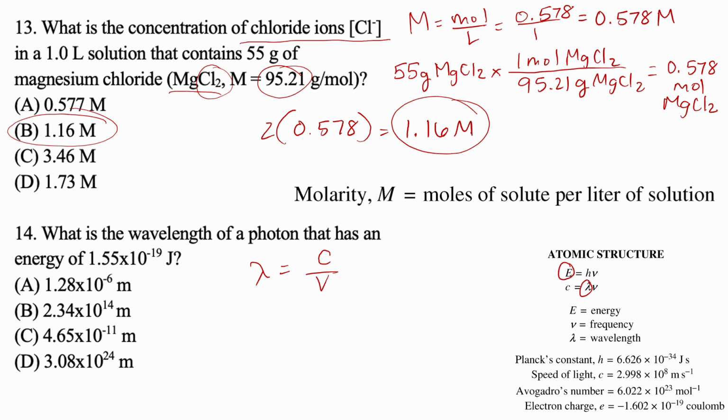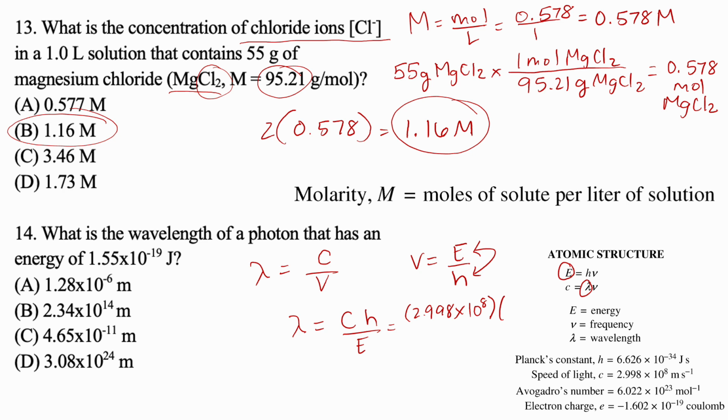So if V is equal to E over H, then we can plug that into the denominator of our formula. So since V is in the denominator, then our E and H will be switched. So it will end up looking like wavelength equals CH over E. So now I have our speed of light, which is 2.998 times 10 to the 8th.